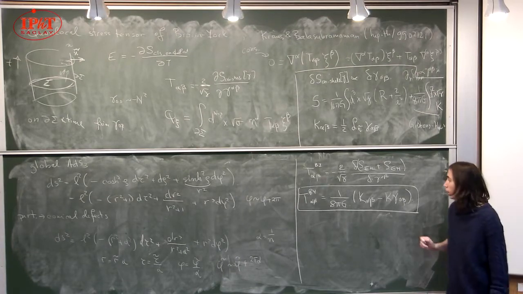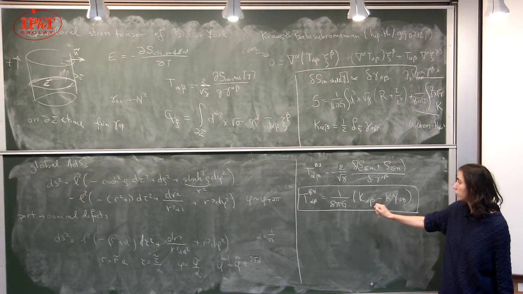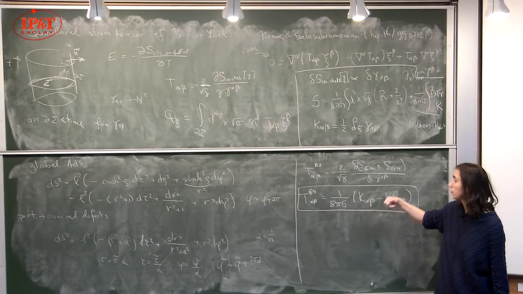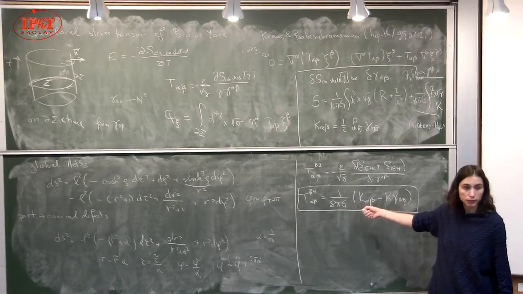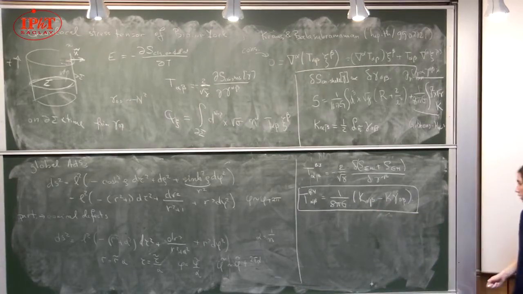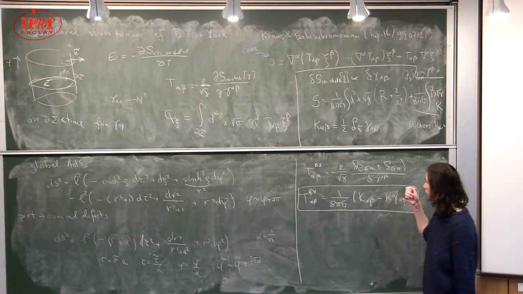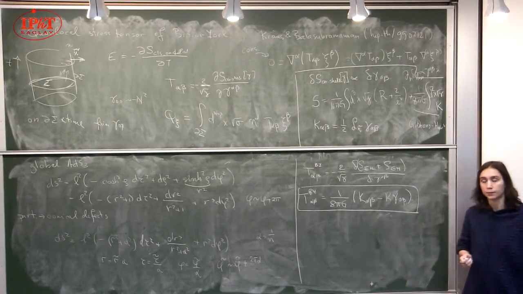Now, how do you apply this to compute the energy of some sort of spacetime that's asymptotically ADS? It turns out that this expression is divergent. So okay.